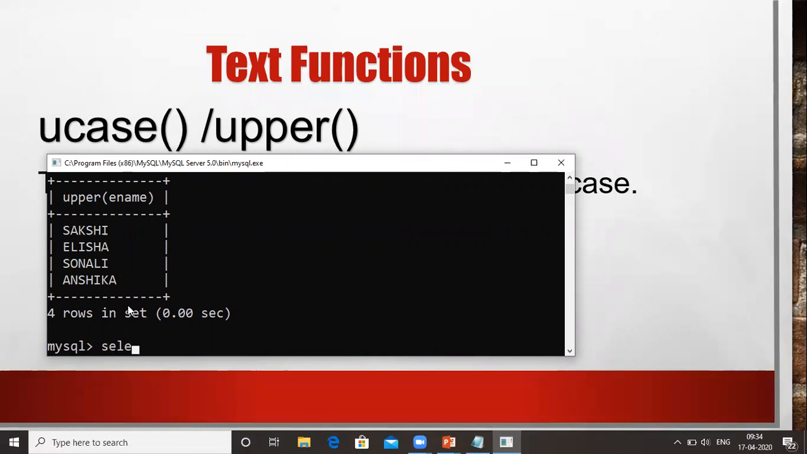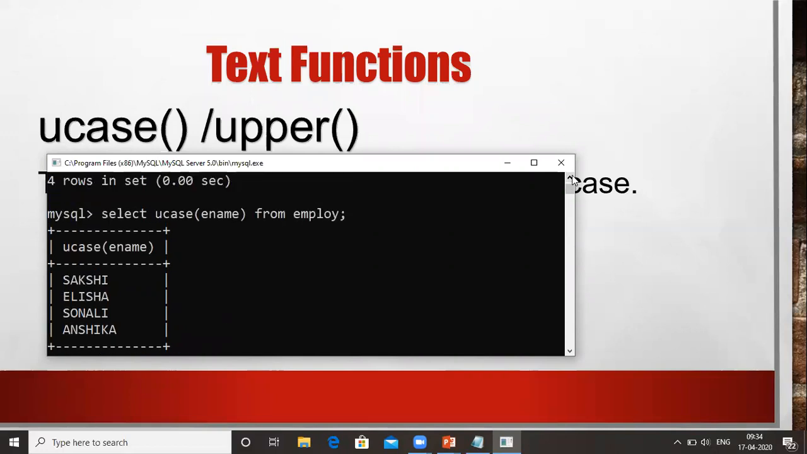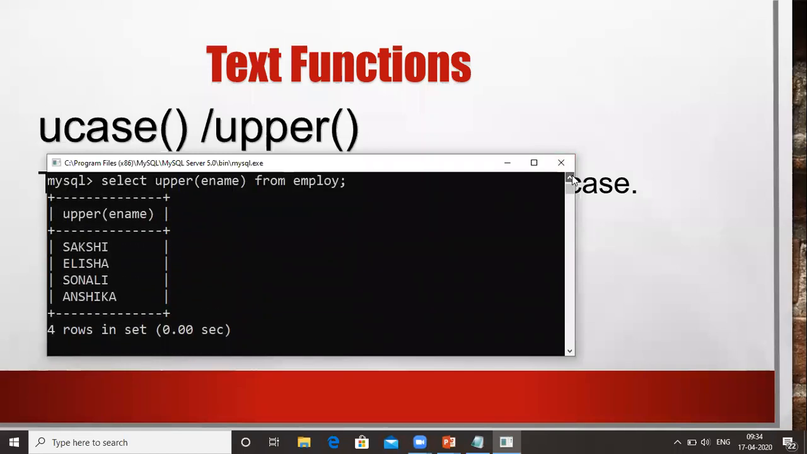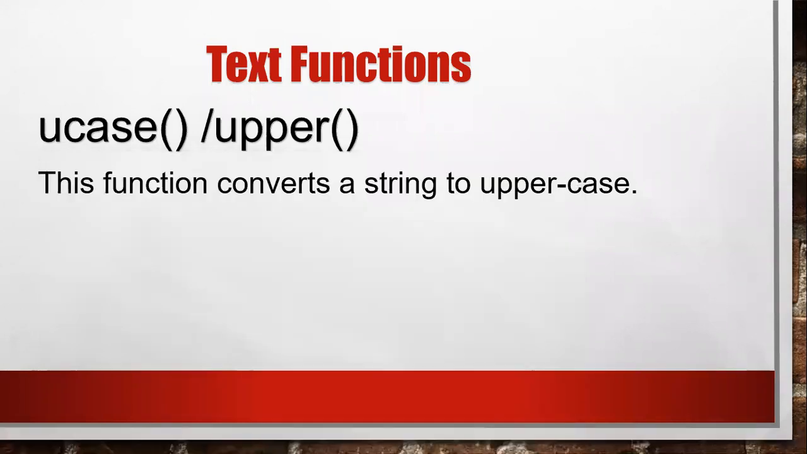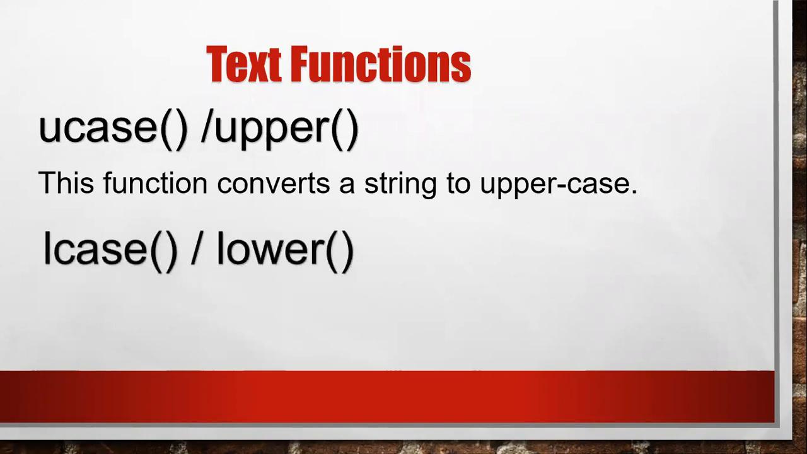Okay, so select ucase ename from employee. So you can see that both these functions work in the same way. Ucase also gives you the names of all employees in capital letters. Similarly, upper also gives you the names of all employees in capital letters. So we have the ucase and upper functions, and they are used to convert the data to capital letters. Then the other one is lcase and lower.